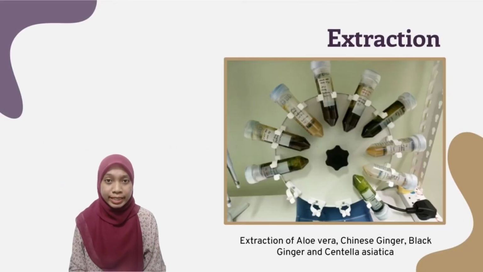For bioactive ingredients, firstly, the extraction of sample must be done to determine the content desired. The samples used are aloe vera, Chinese ginger, black ginger, and Centella asiatica. The samples had undergone several treatments in the glass house and were grown as a crop to be used for research purposes. So in this scope, the samples were used to determine the flavonoid, phenolic, and polysaccharide content.